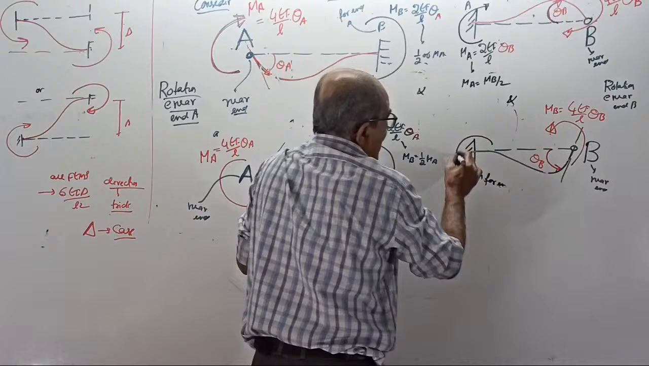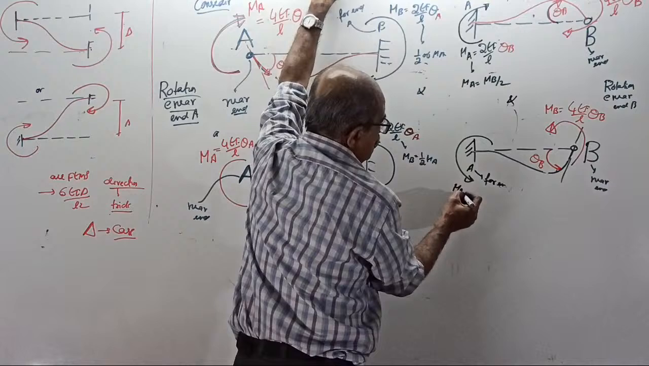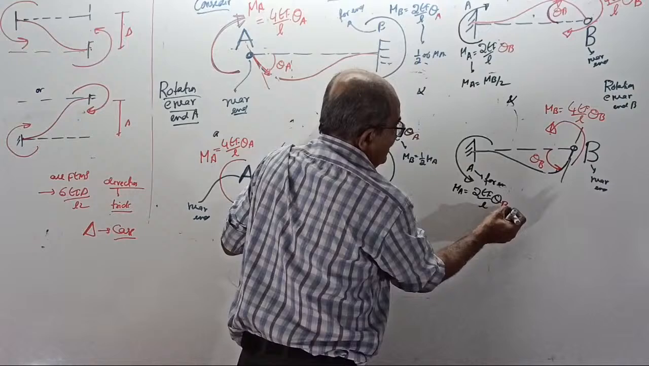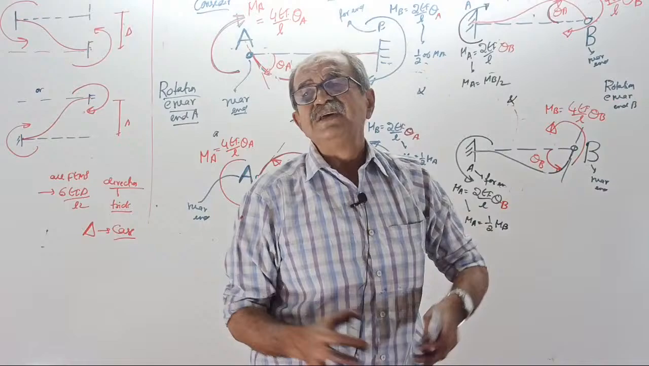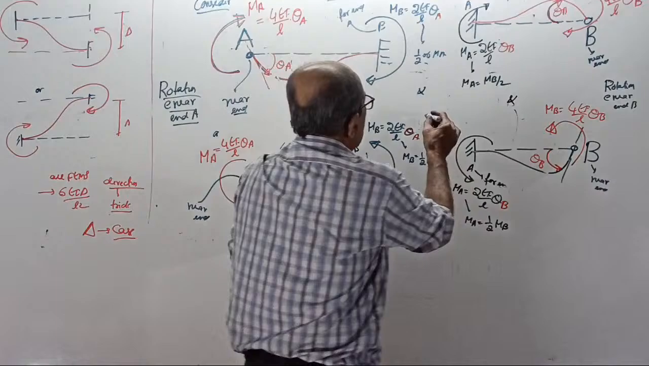You take a scale, bend it and see. This is MA equal to 2EI by L into theta B only. That is, MA equals half of MB. Near end is 4EI by L, far end is 2EI by L. Direction is the same as rotation. This is also fully clear.